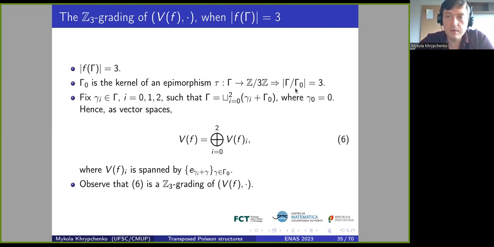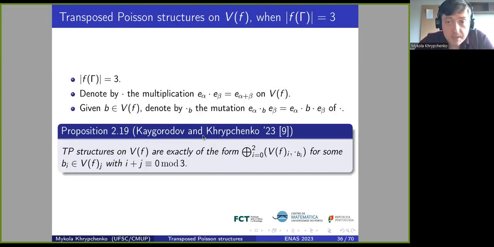So you have your gamma 0, a subgroup of index 3. So you take the cosets, so it induces the decomposition of your vector space as a direct sum of 3 subspaces. In fact, it's a Z3 grading with respect to the group algebra structure on this space. Okay, so I can consider these subspaces with the group algebra structure.